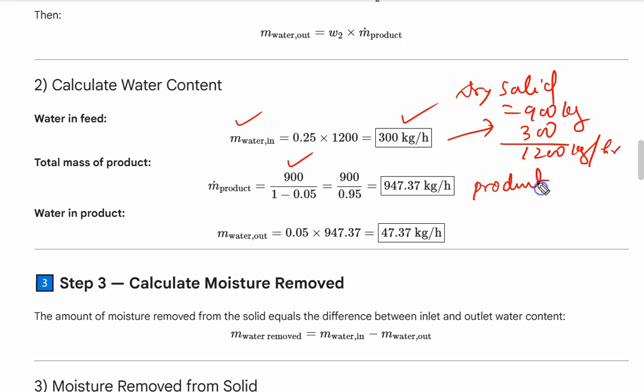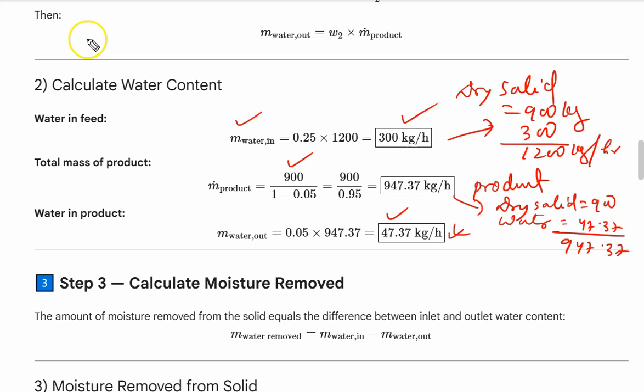Now here what will be the water? So we know that dry solid will not change. Dry solid is 900. So if you subtract, we will get 47.37 kg per hour, or m water out. So you can multiply 0.05 into 947.37, we will get the same. So dry solid is this and water is 47.37. So total in the product side will be 947.37.